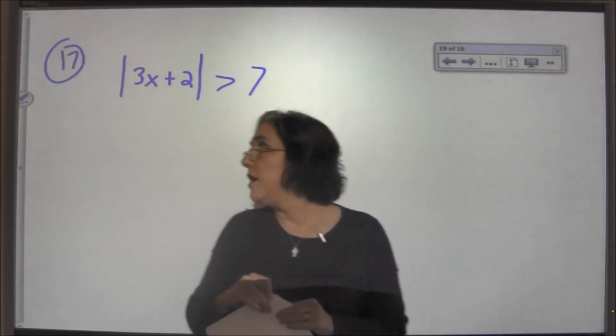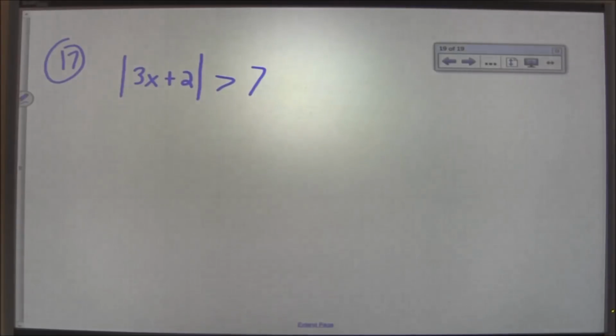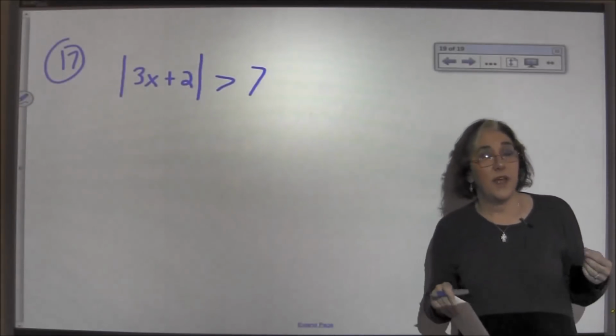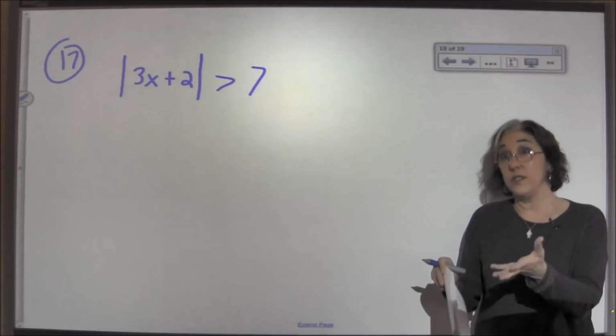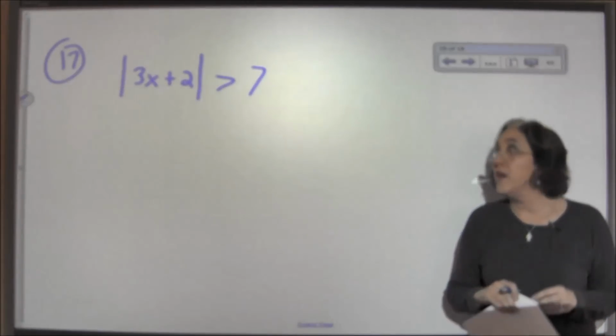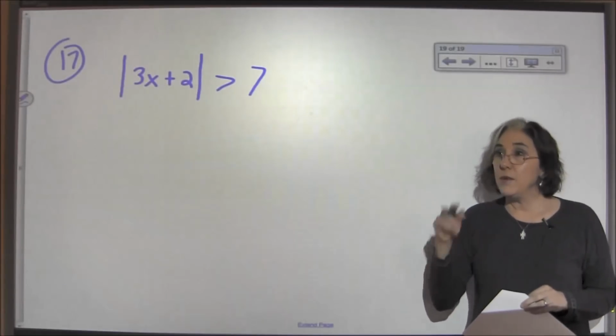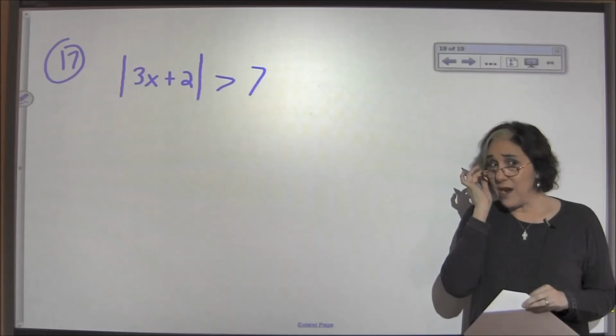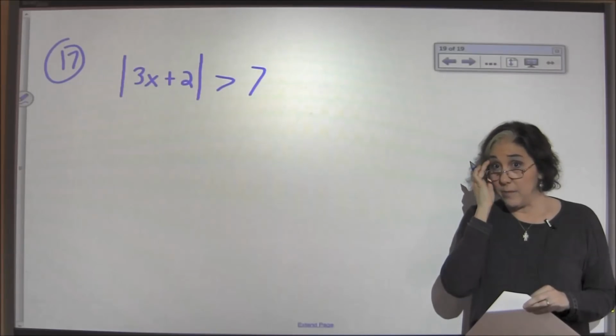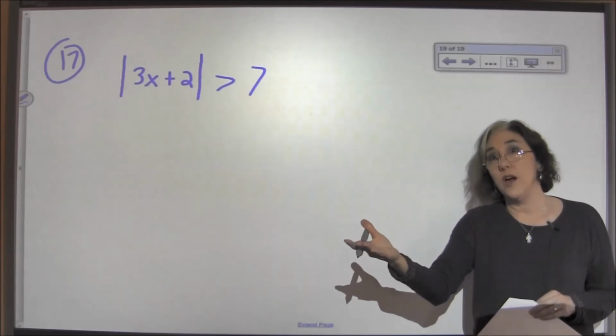Okay, solve in interval notation. The absolute value of 3x plus 2 is greater than 7. Now, I'm glad I have some of my online students that are going to watch this and that are sitting here right now, because what we did in the hybrid class was a little bit easier than what you might have seen in whatever video you might have watched.